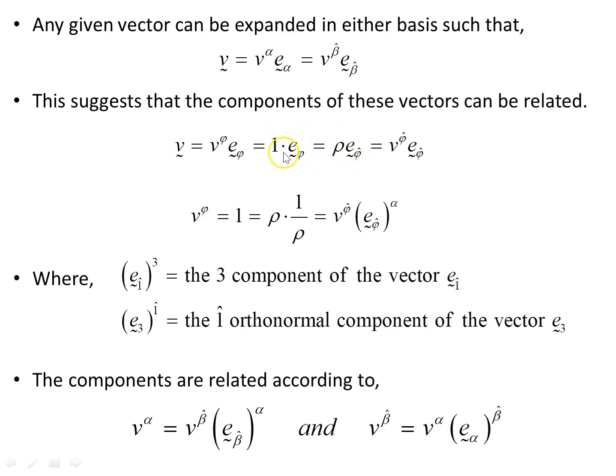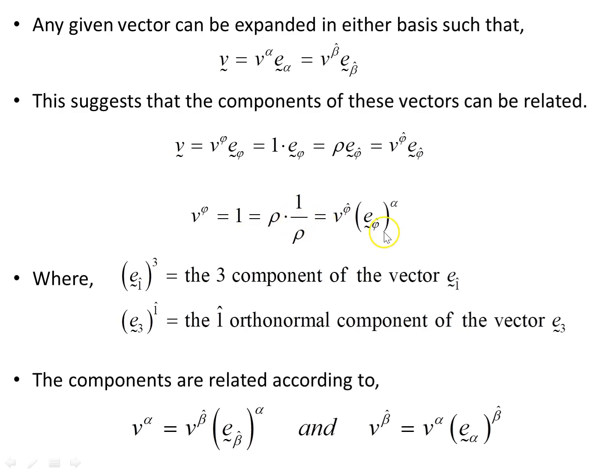So by definition, this must be equal to this, and then this must be equal to e_phi hat, because you can expand the vector in either basis. So v^phi, the contravariant coordinate basis component, is 1. We chose the problem to be that case: 1 times e_phi, and that's equal to rho times 1 on rho. The rho cancels and you get 1, so that's the only way you're going to do that.